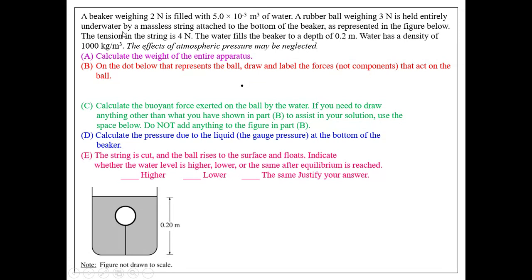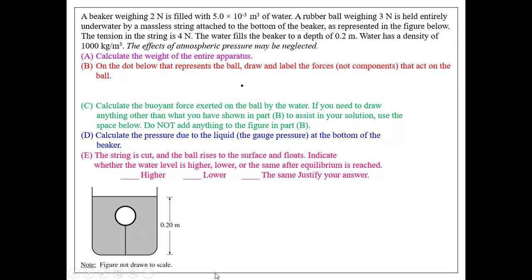It's entirely under the water. And it says here it is tied to a string that's hooked to the bottom of the beaker. And it says the tension in the string is 4 newtons. And it says the water fills the beaker to a depth of 0.2 meters. Okay, and it gives the density of water, and it does ignore atmospheric pressure effects. All right, so we need to solve parts A, B, C, D, and E.